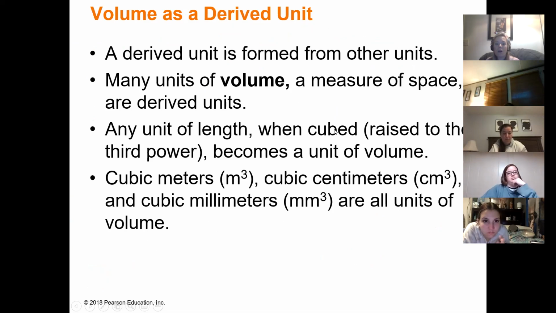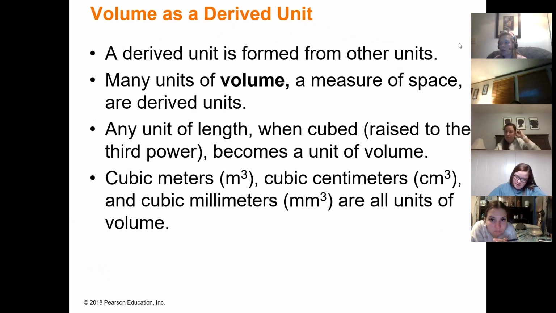So there are some units that are what we call derived units, and a derived unit is a unit that's made up of other units. Volume is a good example of a derived unit. There's a bunch of different units we can use for volume. One of them is a liter. This in itself isn't a derived unit. I can't get it down to simpler units.